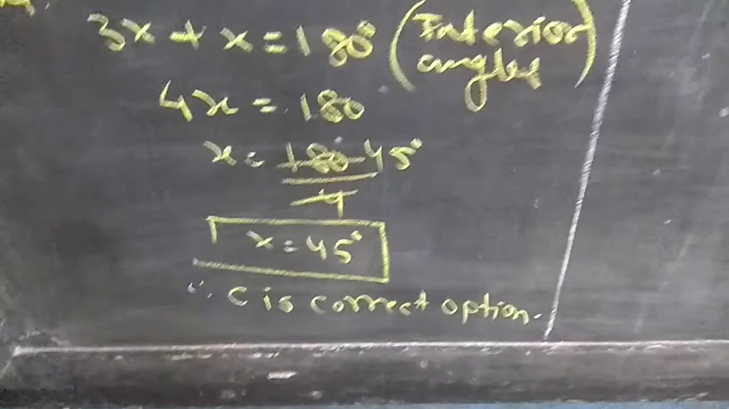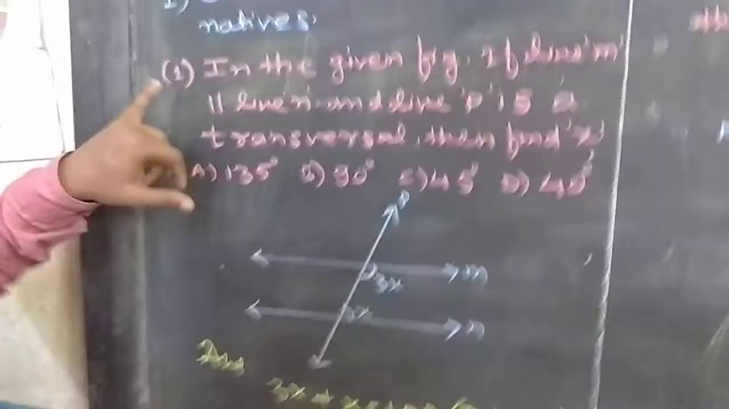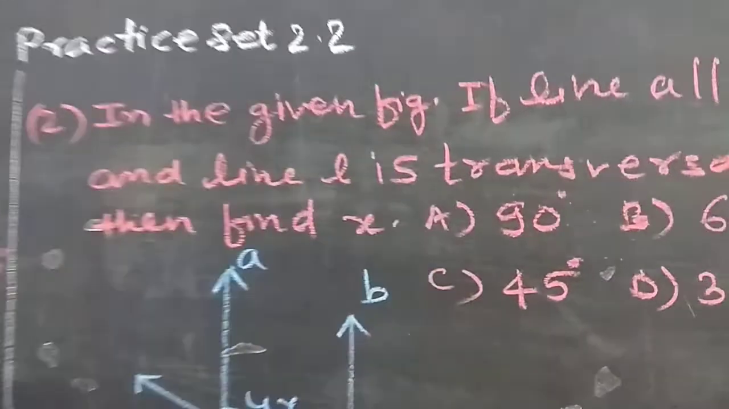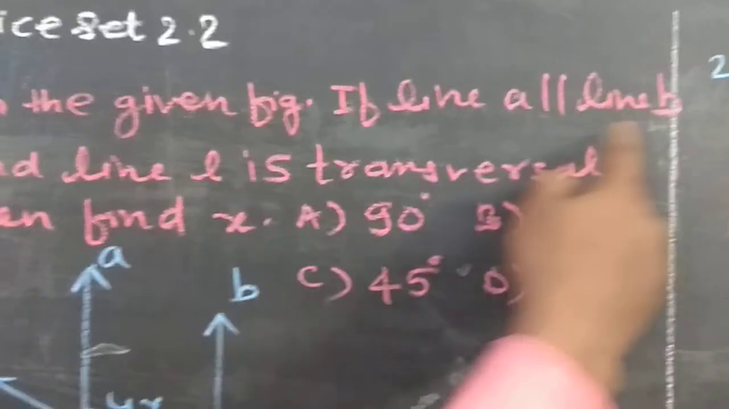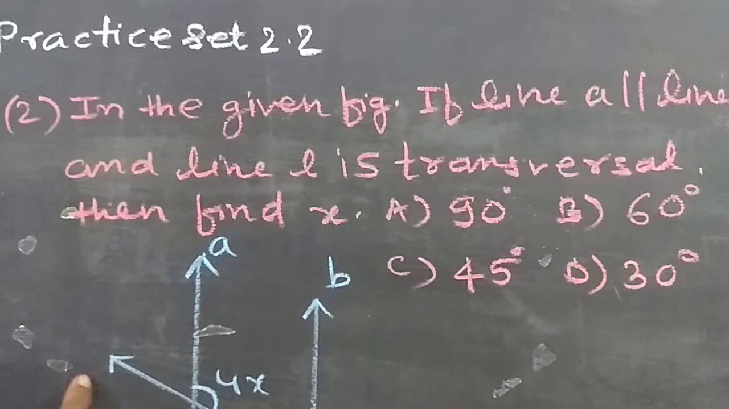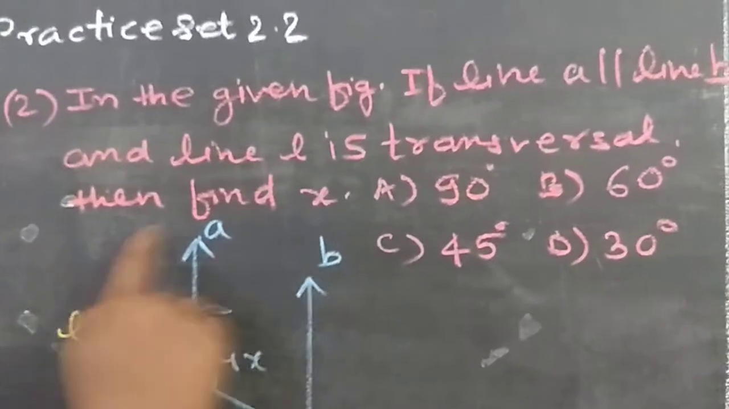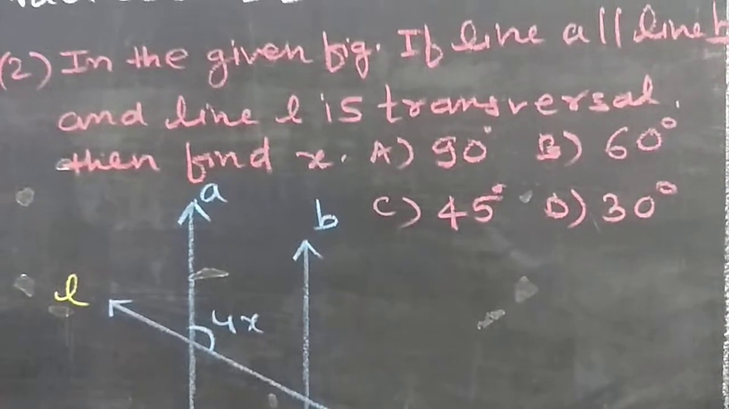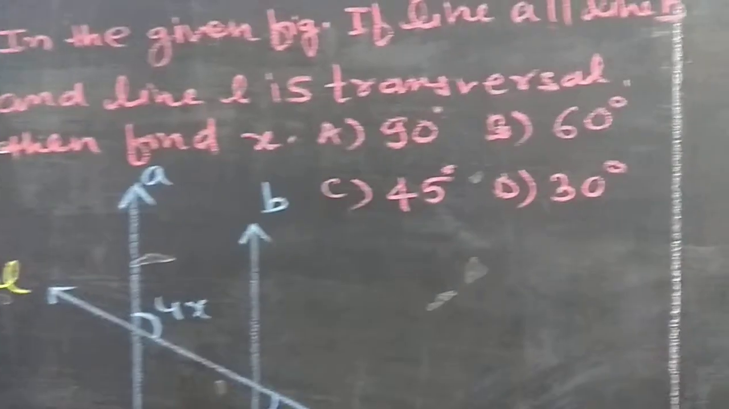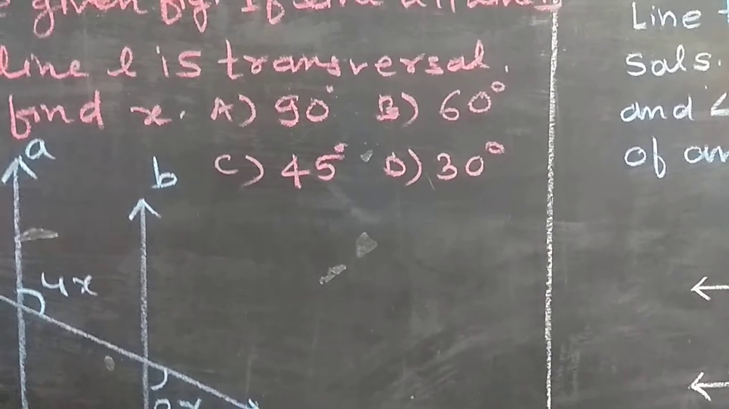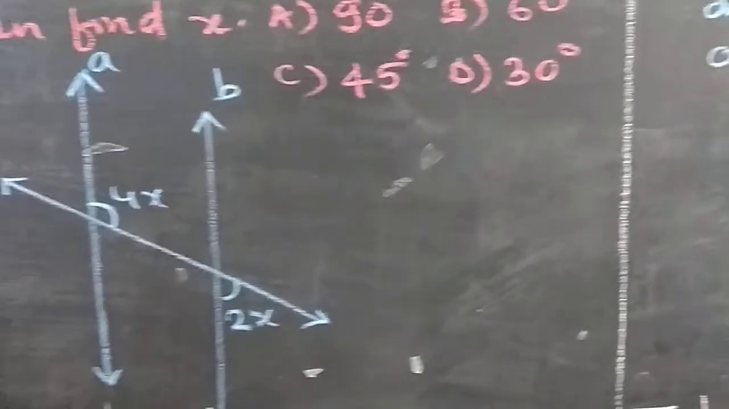Okay, so here we have completed question number 1. Now the second question of question number 1: in the given figure, if line A is parallel to line B and line L is transversal, here this is your line L, which is the transversal line, then find x. Here also you have to find out the value of x, and the options are given: A is 90, B is 60, C is 45 and D is 30. Now you have to decide which one is the correct option.